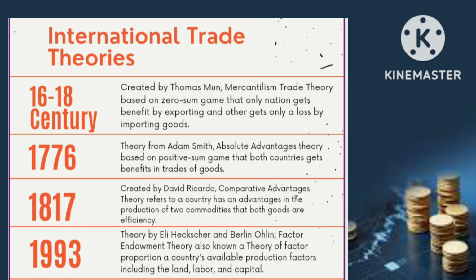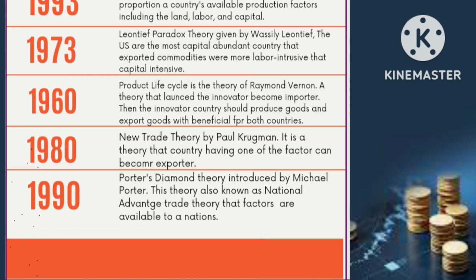In 1933, factor endowment is a theory by Eli Heckscher and Bertil Ohlin, also known as the theory of factor proportion, a country's available production factors including land, labor, and capital. Leontief paradox theory was given by Wassily Leontief in 1953. The US is the most capital-abundant country, yet its exported commodities were more labor-intensive than capital-intensive.